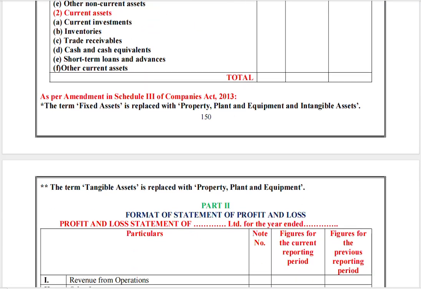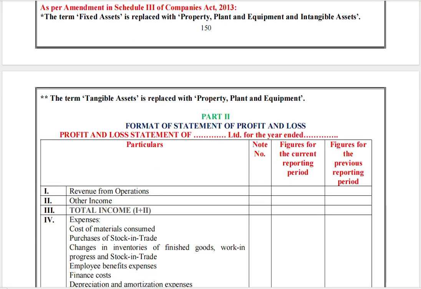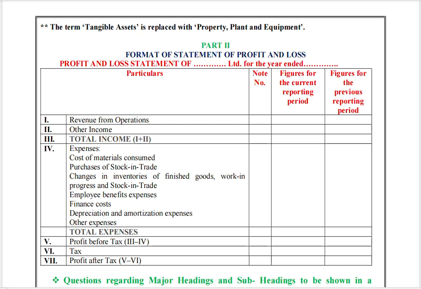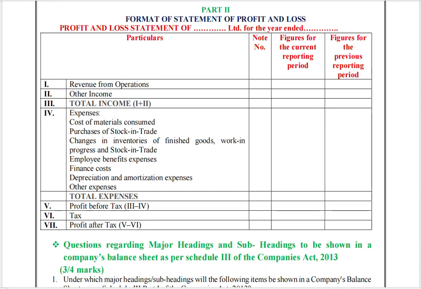Now moving ahead, we will have a look at the format of the income statement. It is totally different from the profit and loss account you prepared during your class 11th. That was for the sole proprietorship. Here it is for the company form of business. As you can see, the first column is particulars, second is note number, and then the figure of the current reporting period and the figure of the previous reporting period.